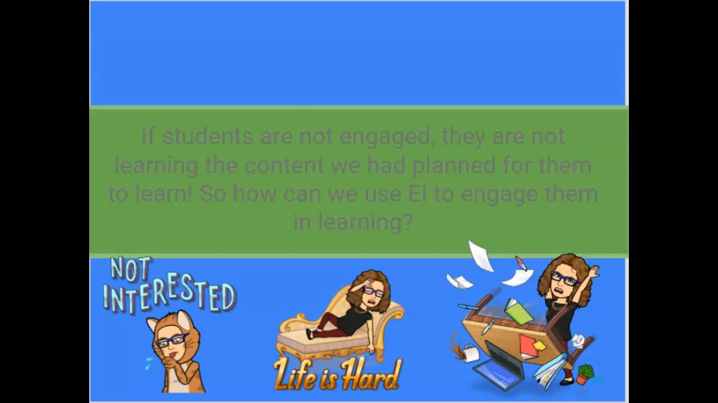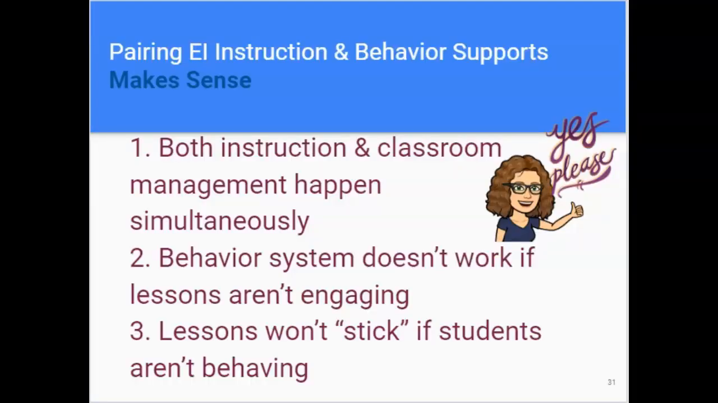We know that if students are not engaged, they're not learning the content we had planned, and we spend a lot of time planning our content. So like all three images below, where students are just seeming not interested, they've given up in defeat, or are throwing things around our room, we want to have best practices in our pocket, like explicit instruction, which has such a large evidence base to support student learning. We know that if our behavior system isn't working, it's often because our lessons aren't engaging, and we know that the lessons aren't sticking because the behaviors keep happening.